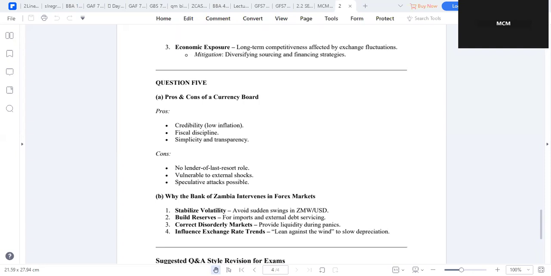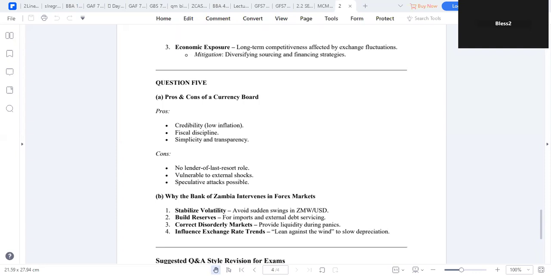So by tying the Zambian kwacha to a stable foreign currency like the US dollar, this board can prevent excessive printing of money. Okay, because in those days in Zimbabwe, just to meet inflation, government kept on printing until they became so saturated and their currency ended up being what it is today. So in countries like Hong Kong, the currency board has helped them maintain low inflation and investor confidence.